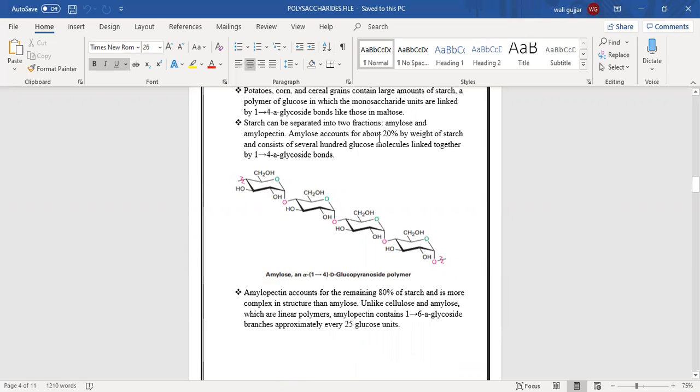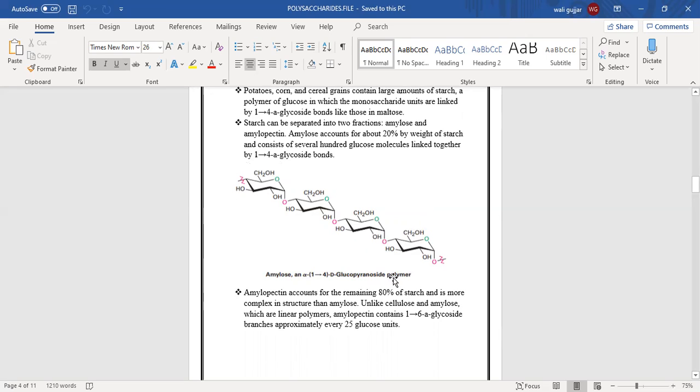Amylose accounts for about 20% of the weight of starch and consists of several hundred glucose molecules linked together by 1 to 4 alpha-glycoside bonds. This is the structure of amylose, which is an alpha 1 to 4 D-glucopyranoside polymer of starch. Then we discuss amylopectin. Amylopectin accounts for the remaining 80% of starch and is more complex in structure than amylose.